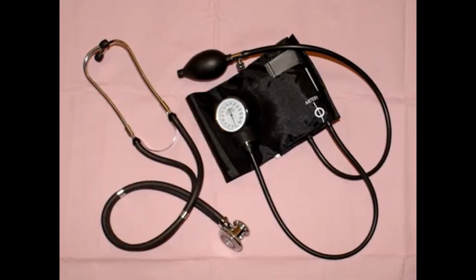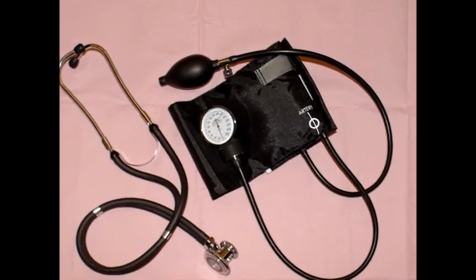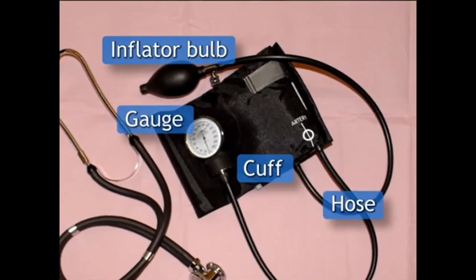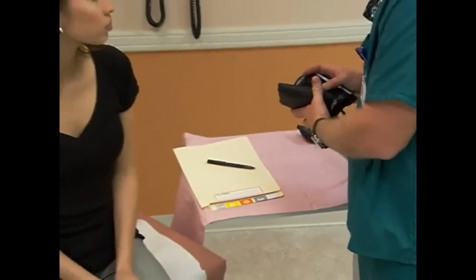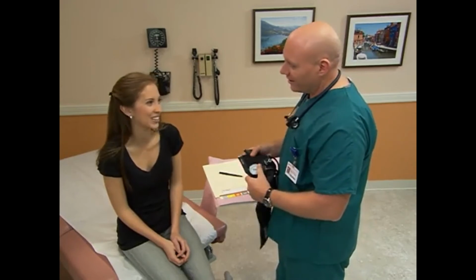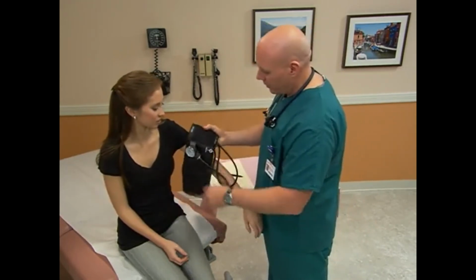Measure blood pressure using a stethoscope and a sphygmomanometer. The sphygmomanometer consists of a cuff, an inflator bulb and hose, and a gauge. To avoid inaccurate readings, be sure to use the correct size cuff for your client. Make sure the client is calm and relaxed. The client should avoid eating, smoking, or exercising for 1/2 hour beforehand.